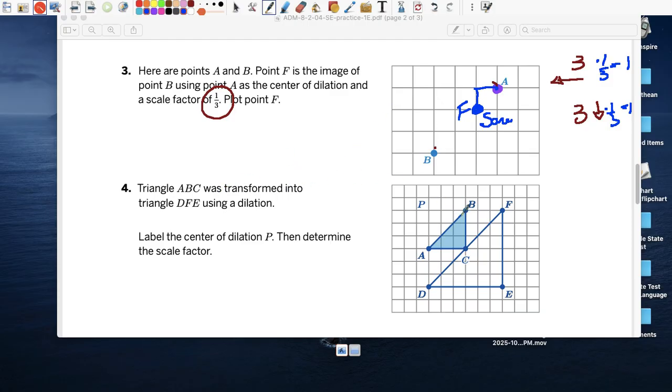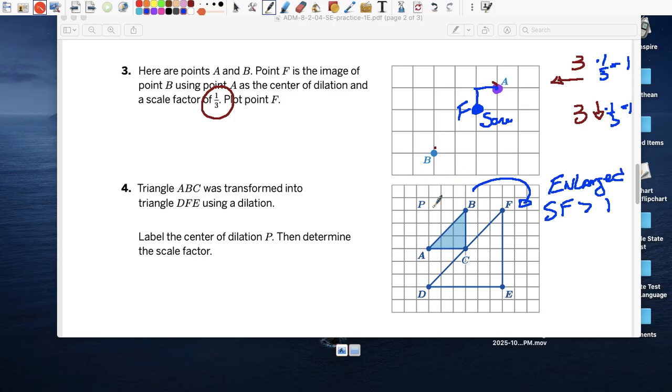Triangle ABC was transformed to triangle DEF. So this triangle became this triangle. So it got bigger, right? So it got enlarged, right? Dilation. So the scale factor, what do we know about the scale factor, is going to be greater than 1, right? Label the center of dilation P. Where's the center of that? Then determine the scale factor.